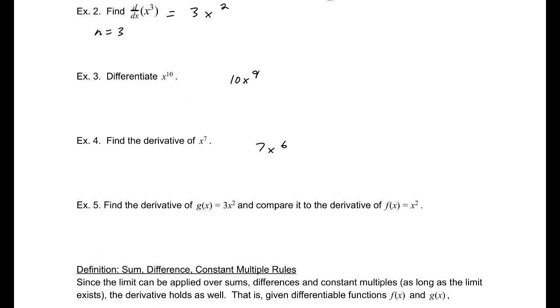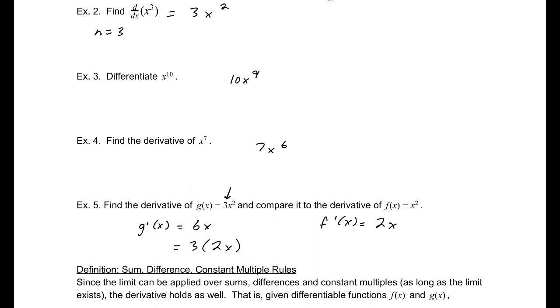Example 5, find the derivative of g of x equals 3x squared. So g prime of x, if we multiply by 2, that'll be 6x to the first. And compare it to the derivative of f of x equals x squared. So f prime of x is bring down the 2, 2x. To compare this, we want to notice the derivative is 3 times 2x. Well, what do you notice about the original function? It had a 3.